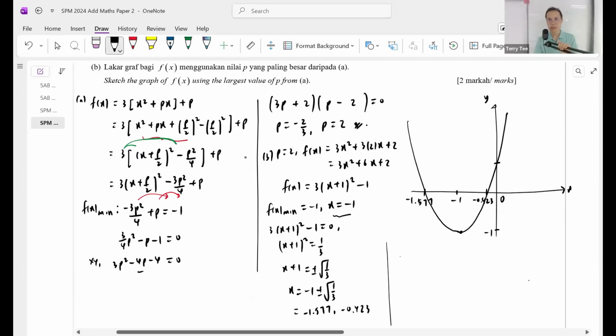Now, also your y-intercept, at the y-axis, x is 0. You just put 0 inside here. That's why I use this form, because the general form is easier to read. When you put 0, you straight away get 2, right? f(0) you get 2. So your y-intercept is 2. My graph is done. It's complete.